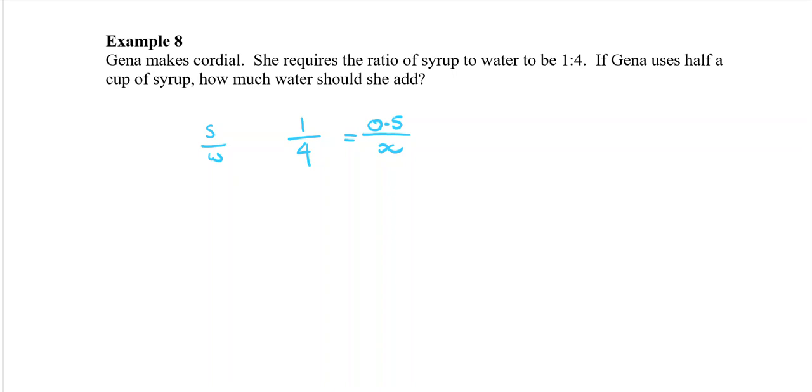Now, because I'm using my fractions here, I can cross multiply whichever way I want to first. So I'm trying to find the x, I'm going to do the x first. Let's times the x with the 1, 1 times x is 1x or x equals 4 times 0.5 is 2, and that's it, just 2 cups. So for half a cup of syrup, she's going to need 2 cups of water.